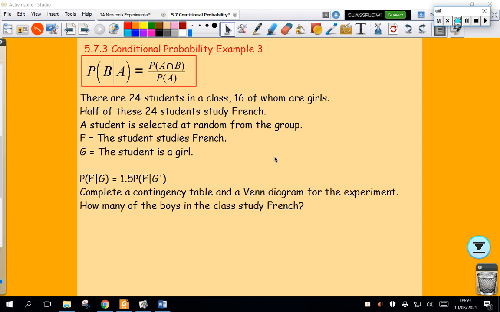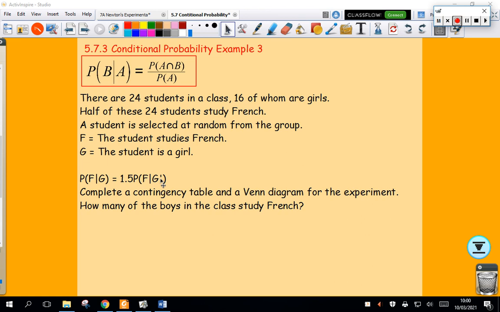F is the event that the student selected studies French. G is the event that the student selected is a girl. We're given that the probability of F given G is equal to 1.5 times the probability of F given G complement. And we're asked to complete a contingency table and a Venn diagram for the experiment. How many of the boys in the class study French?